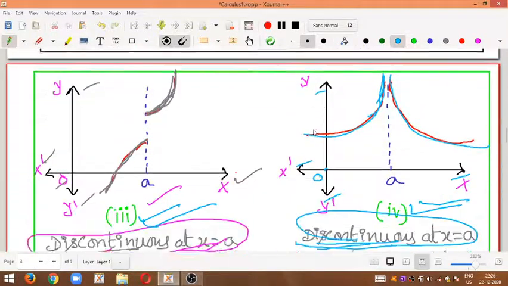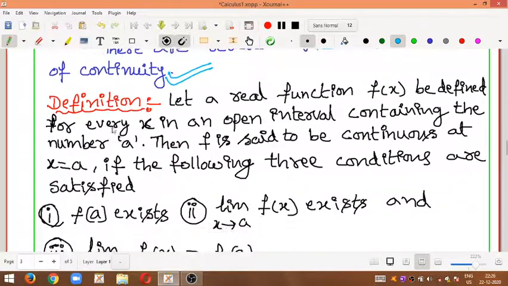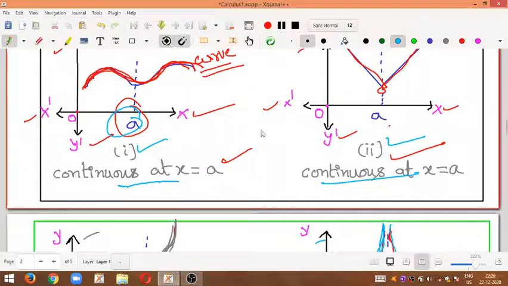Geometrically, that is it. Next, for the definition of continuity, several equivalent definitions are there. So now one mathematical definition. The previous one was the geometrical definition. Geometrically, how do you say that it is continuous or discontinuous? If the graph does not have a break at some point or some interval, then you say that this is continuous, otherwise discontinuous.